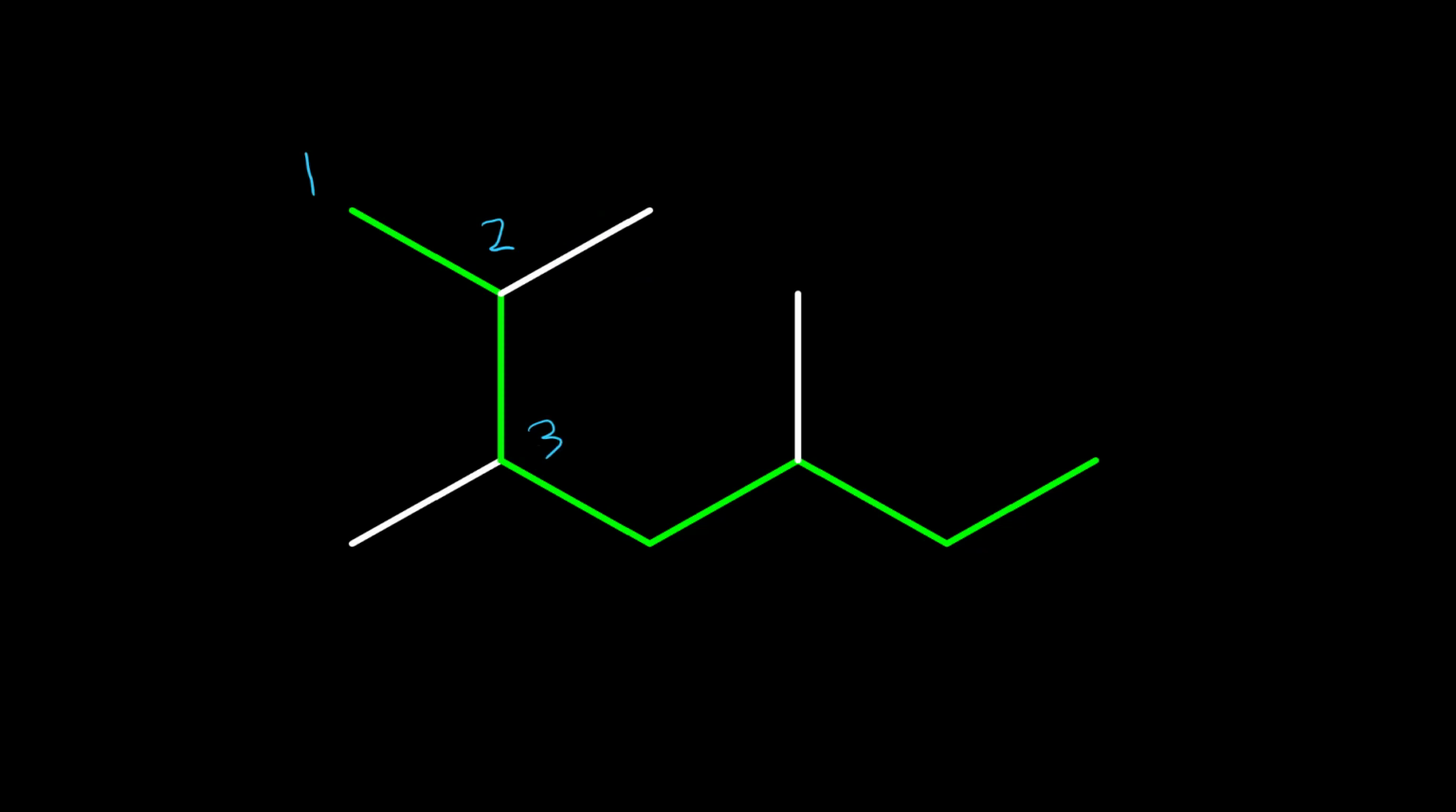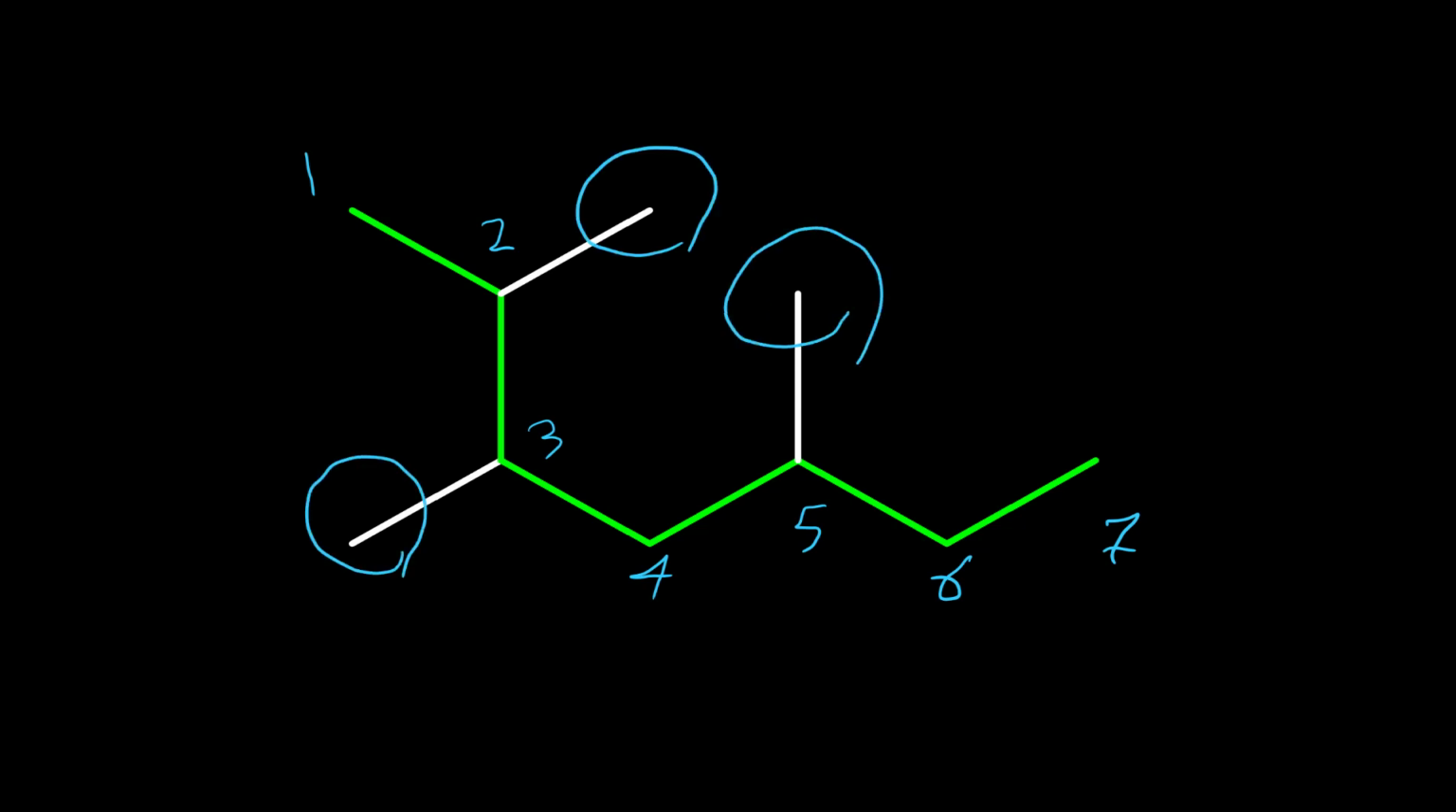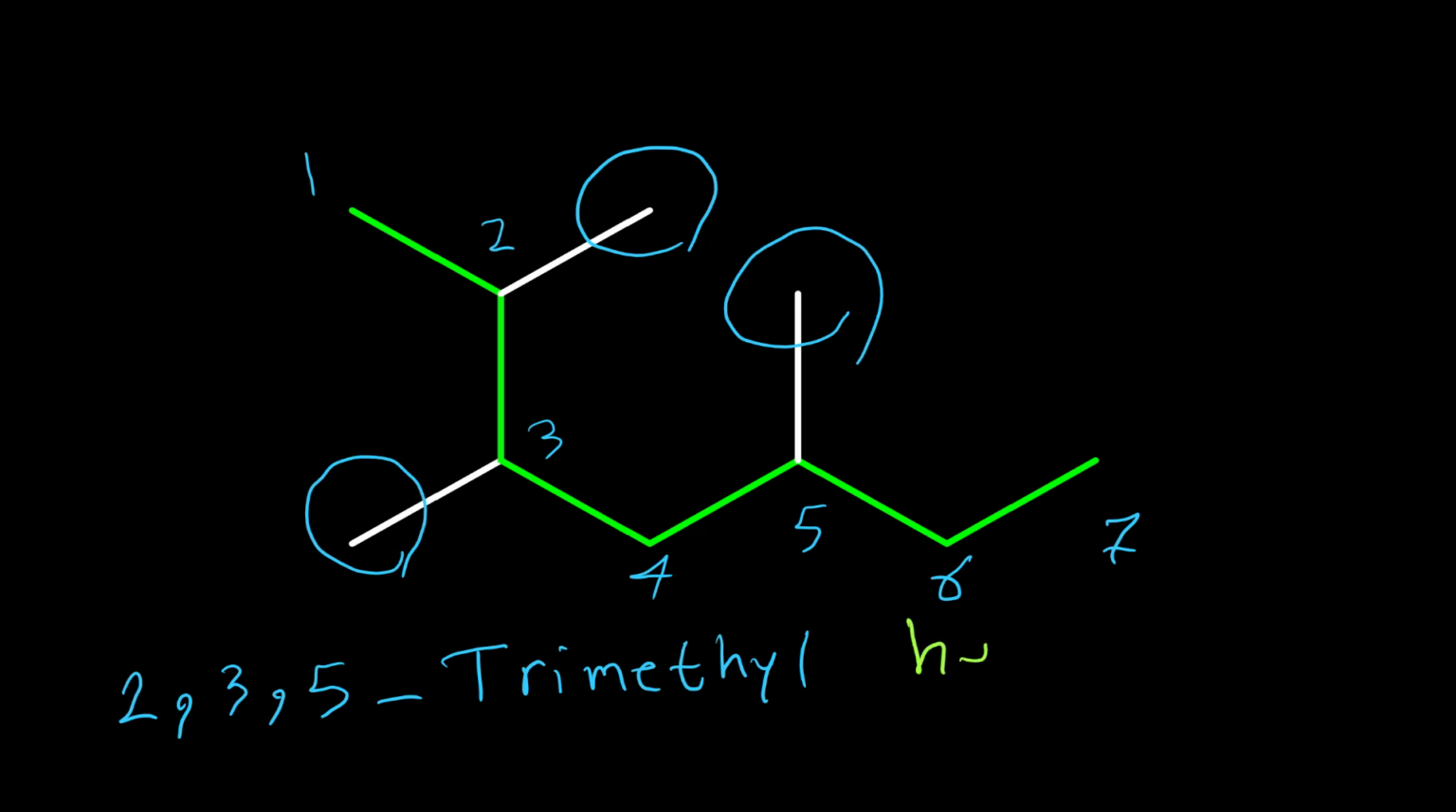2, 3, 4, 5, 6, and 7. On carbon 2, on carbon 3, and on carbon 5, I have a methyl group. So the name of this compound is 2, 3, 5. Then because we have 3 methyl, it's trimethyl. And again, our parent chain has 7 carbon. So heptane.